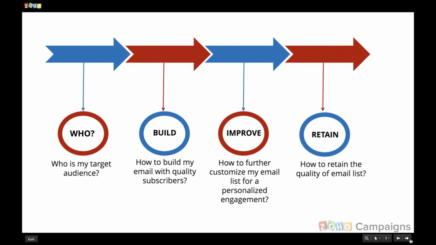So the next one is to improve, which is to further customize your email list based on your business needs and how you want to personally engage with the audience. Here we will understand that each of our subscribers is very different in nature. One subscriber is totally different from other subscribers, right? So we will know how to customize our list based on the difference between one subscriber and the other.